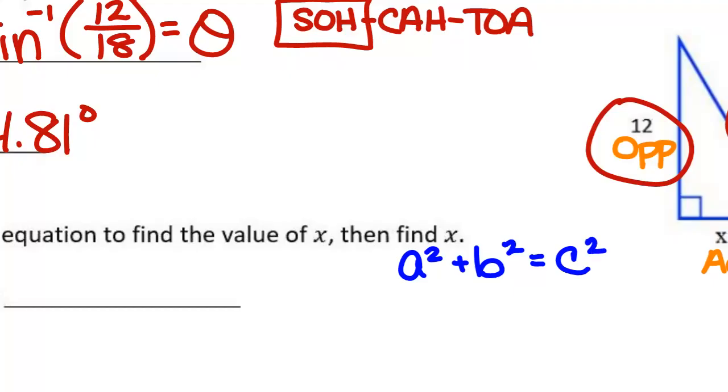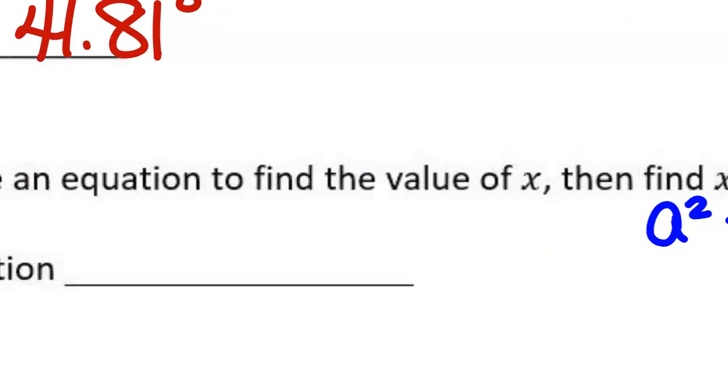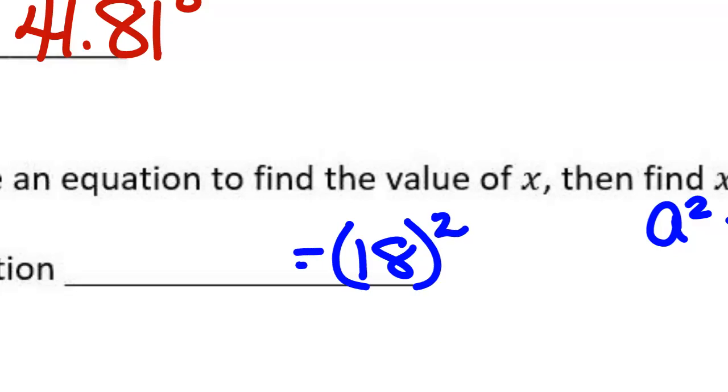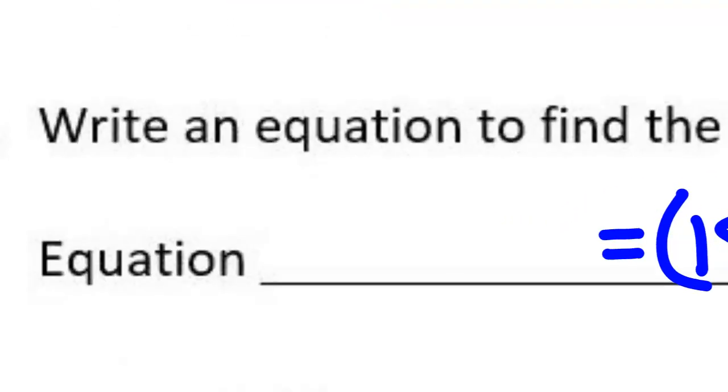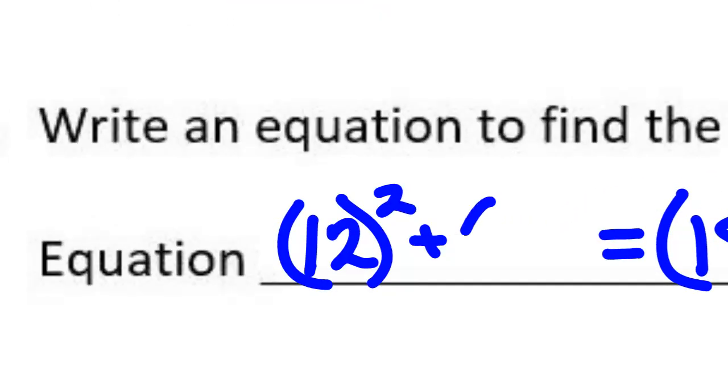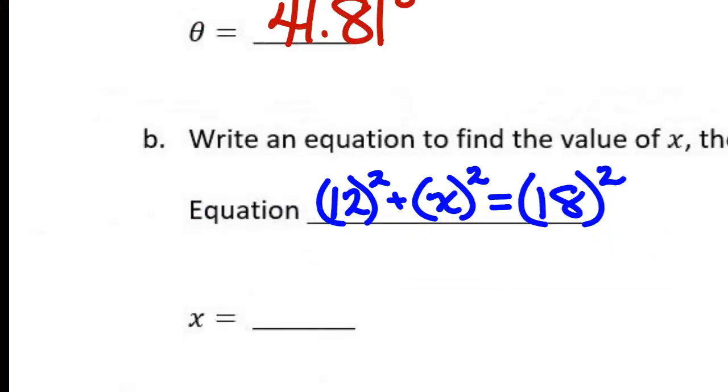Now that's not the equation that I would solve, that's a formula. The equation that I'm going to solve has the numbers plugged into it. What thing has to go in for c? 18, because that's the hypotenuse. So I would have 18 squared in the place of c, and then what would go in for a and for b? 12 and x. So 12 squared plus x squared. And we are going to solve that now.